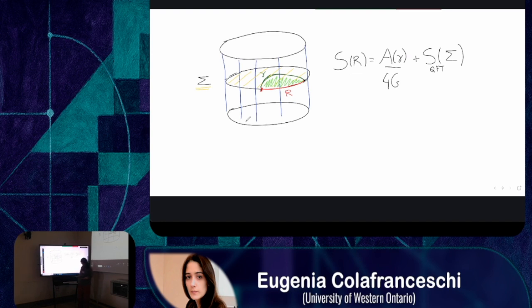An example to connect this to what we saw last time. Last time we considered the Kruskal extension of Schwarzschild. And we moved to the Euclidean time. So let me take the time symmetric slice in the Lorentzian picture. Then we did a Wick rotation.